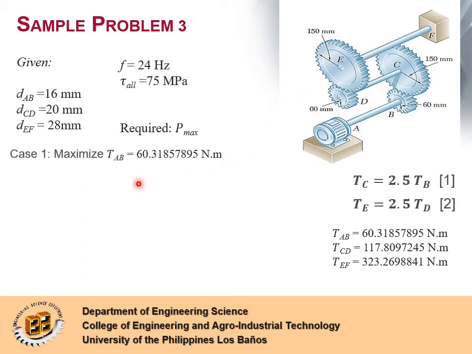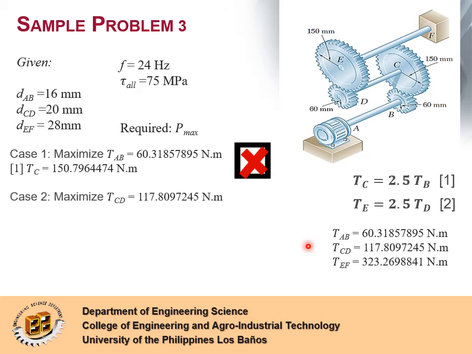Let's go to case 1. By maximizing the torque at shaft AB, which is also the torque in gear B, T sub C is equal to 150.7964474 Newton meter using equation 1. This case fails because the allowable torque for shaft CD is only 117 Newton meter.